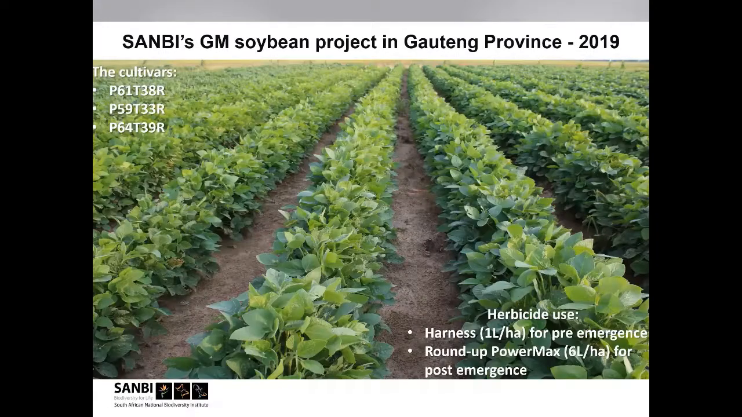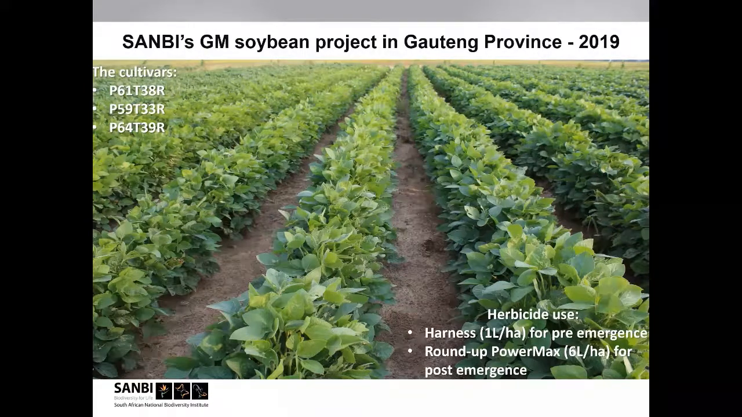Then we had a project that we ran in 2019 with smallholder farmers in Gauteng. Again, we were looking at herbicide use in these 3 cultivars of soybean, all GM as well. And we were looking at Harness as a pre-emergence herbicide. And then we were looking at use of Roundup and its impact on the environment used as a post-emergence. Pre-emergence just means that the herbicide is sprayed before the crop emerges from the soil, about 3 or 4 days after planting. And then post-emergence is after the crop has come out, about 5 to 6 weeks. And we look at the differences in terms of how weeds are controlled in that area.